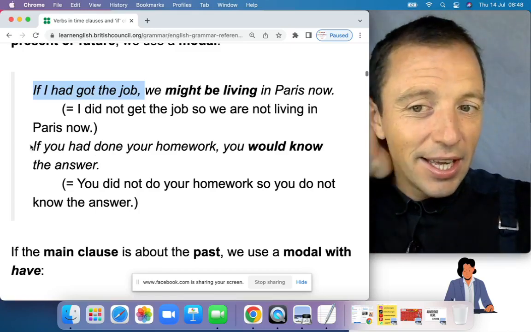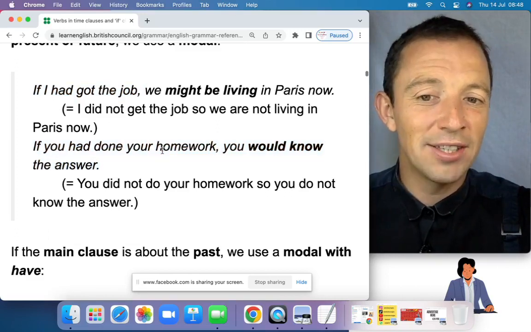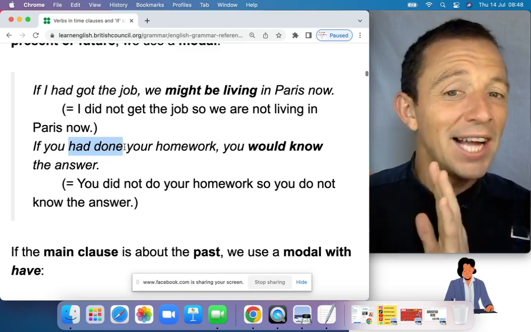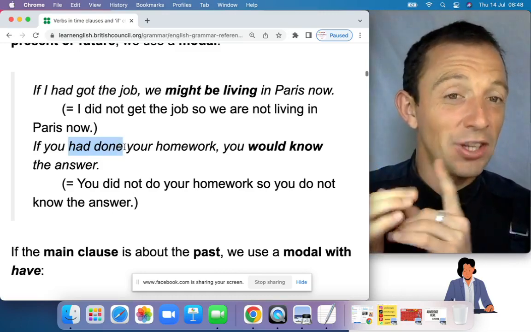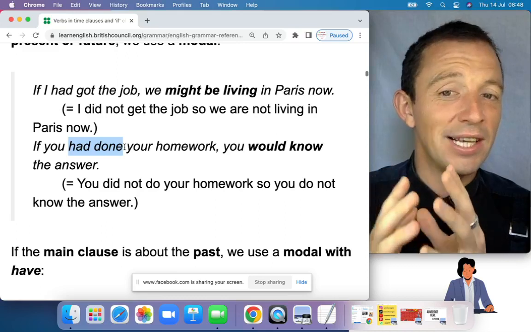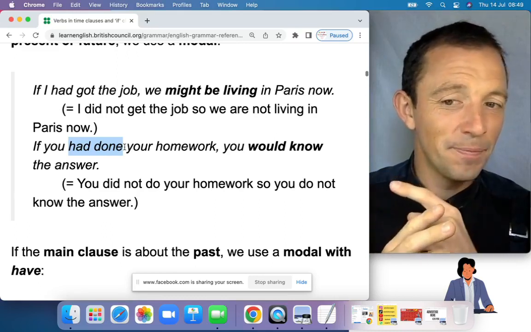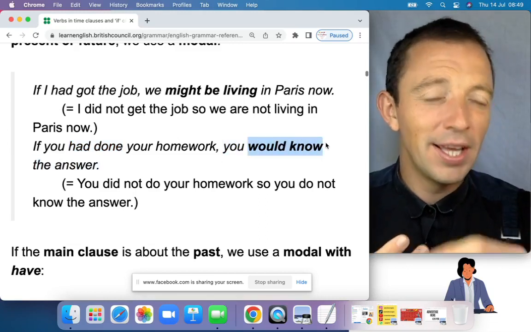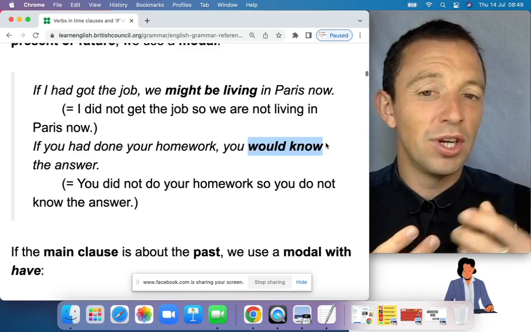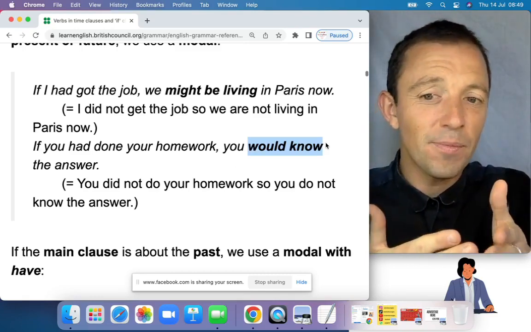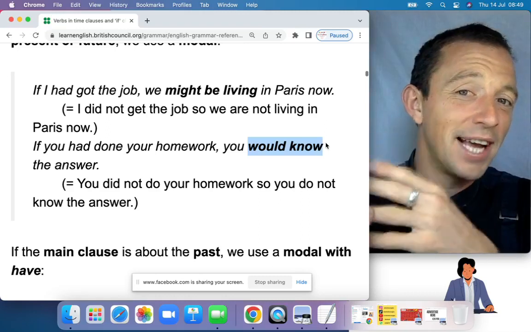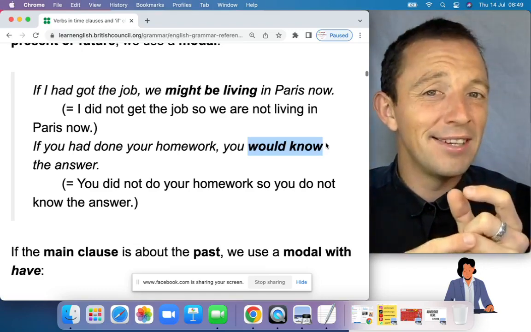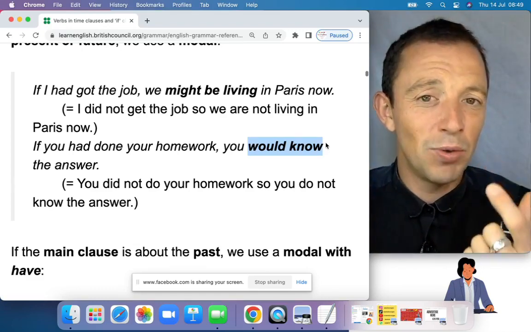Okay, next. If you had done your homework, you would know the answer. So the first clause is the conditional clause, and it's the past perfect. If you had done your homework, past perfect, in the conditional clause, and this is expressing something that did not happen in the past. Hypothetically, you would know the answer because it's a modal. It's representing now or the future. So you would know the answer now if you had done your homework, and that's a conditional hypothetical situation with the past perfect because it did not happen, plus the modal in the main clause to represent the present.